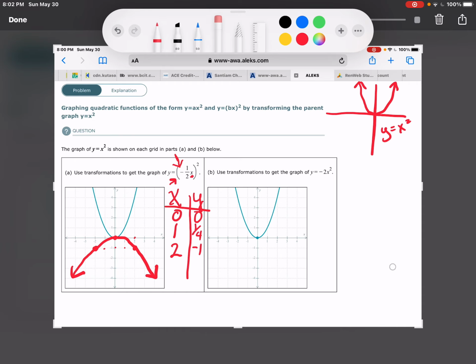I found that just a little hard to understand when I was looking at this problem.